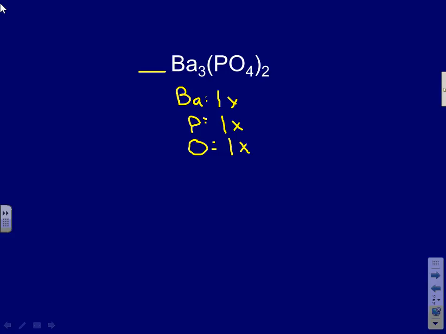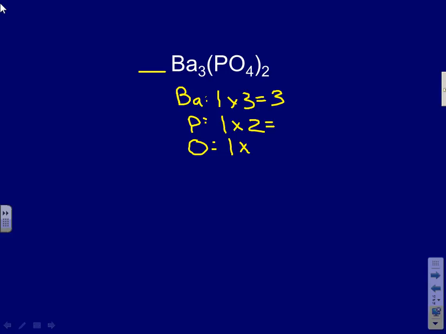Now I need the subscripts. What am I putting for barium? I'm putting 3. 3 barium. 1 times 3 is 3. Now comes the tricky part. Phosphate contains PO4, but I have 2 of them. So how many phosphorus are there in this thing? Logan? 2. 2 times 1. There's 2 of them.